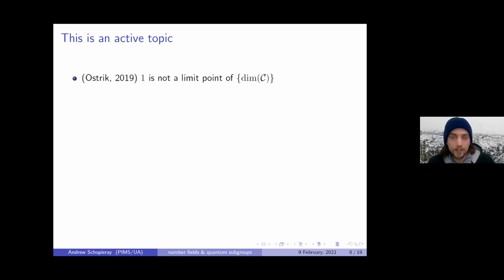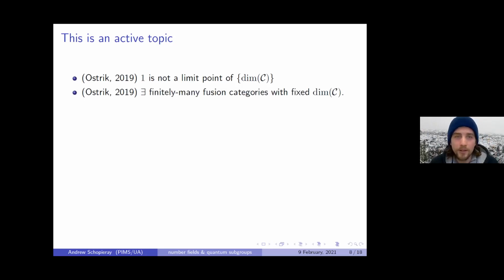So for instance, even within the past couple of years, there were a couple of results in this area, actually lots of results. This is a small list of them. For instance, with these categorical dimensions of these categories, we don't even know if this is a discrete subset of the real numbers or not. But Victor Ostrik managed to prove that at least one point in the real numbers is not a limit point of these categorical dimensions, which is the smallest possible categorical dimension, which is 1. And in the same paper, he proved that if you fix a global dimension, then there are finitely many fusion categories which realize that global dimension.